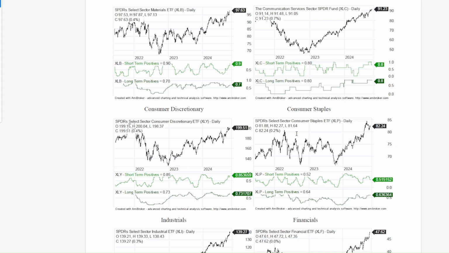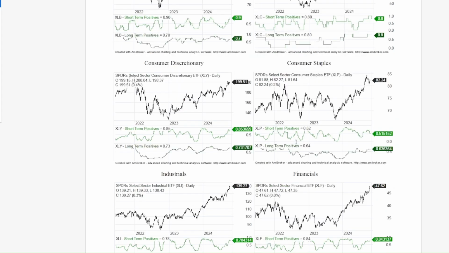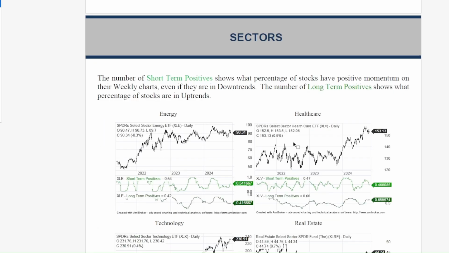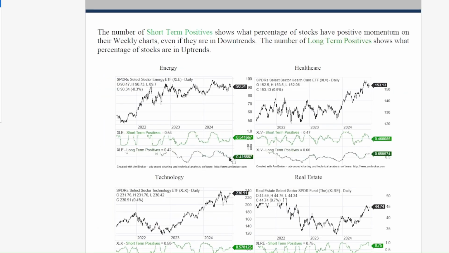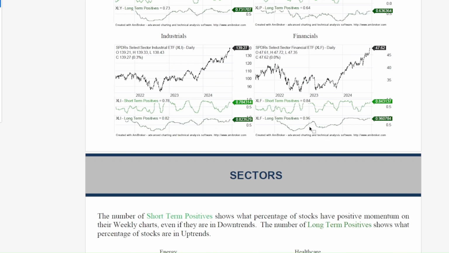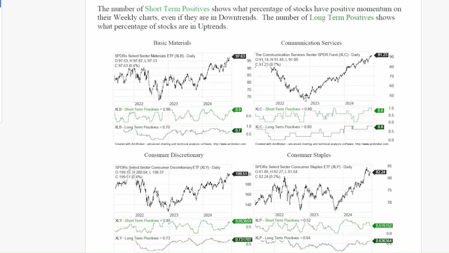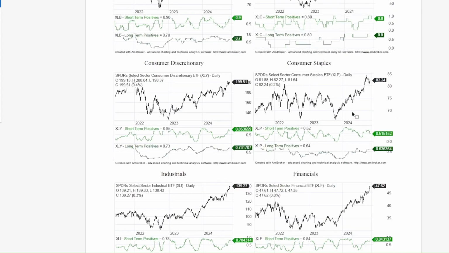One of the things I did want to point out, the only sector that is not above the 50% mark right now on its long-term positive chart is energy, and it's like 41. Every other one of these sectors is showing more stocks that are in uptrends than in downtrends or even neutral. All right. So anyway, I just thought this was worthwhile to be able to see.